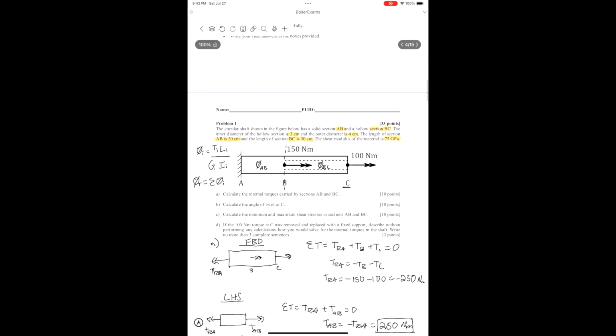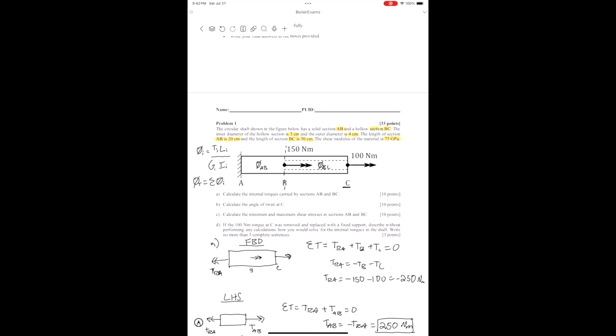All right, so now we just have part D of this problem. So, reminder, part D is asking us if the 100 Newton meter torque at C was removed and replaced with a fixed support, describe, without performing any calculations, how you would solve for the internal torques in the shaft, and write no more than 3 complete sentences.